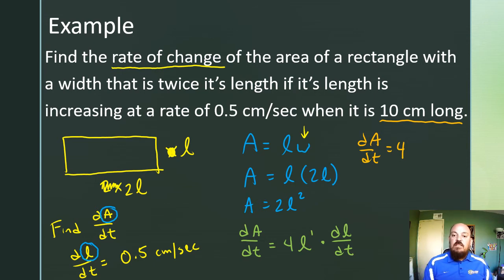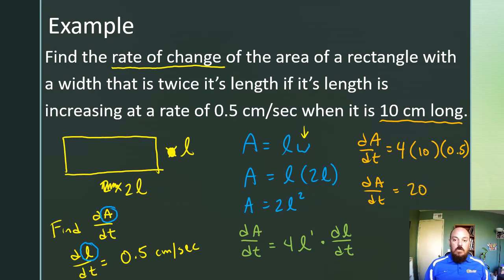So what I'm going to do is, it says when it, meaning the length, is 10 centimeters long. So I'm going to plug in 10 for L, and I'm going to plug in 0.5 for dL/dt, because that was our other rate that we're using. And that's related rates. You're always going to take the one that's given and end up plugging that number in when you're finding the one that you were asked for. So if I just multiply those together, I should have my answer. You end up with 20.